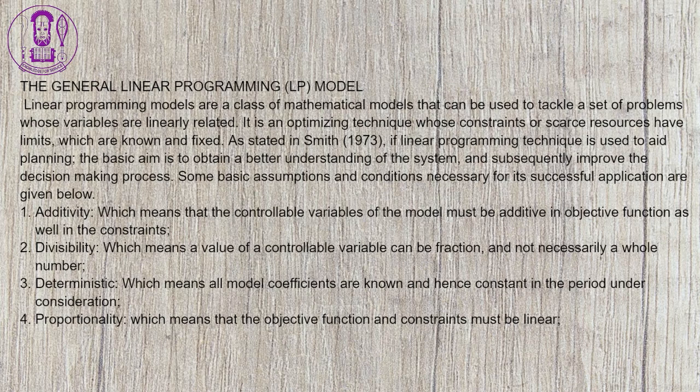1. Additivity. This means that the controllable variables of the model must be additive in the objective function as well as in the constraints. 2. Divisibility. This means a value of a controllable variable can be a fraction, and not necessarily a whole number. 3. Deterministic. This means all model coefficients are known and hence constant in the period under consideration. 4. Proportionality, which means that the objective function and constraints must be linear.